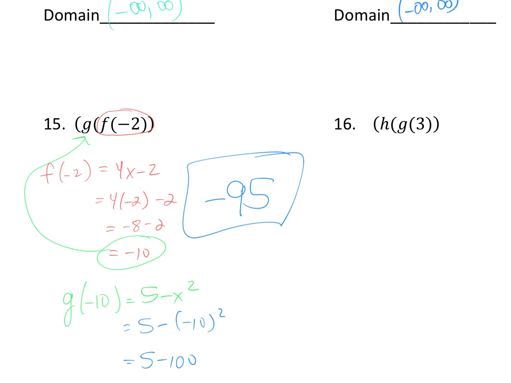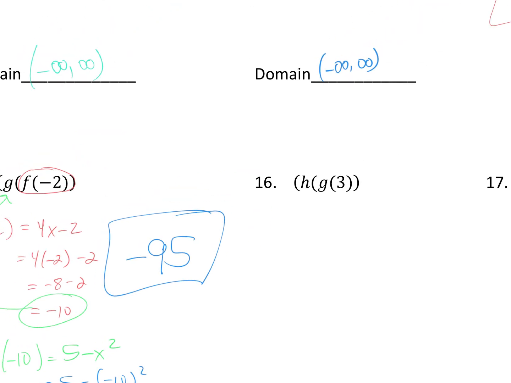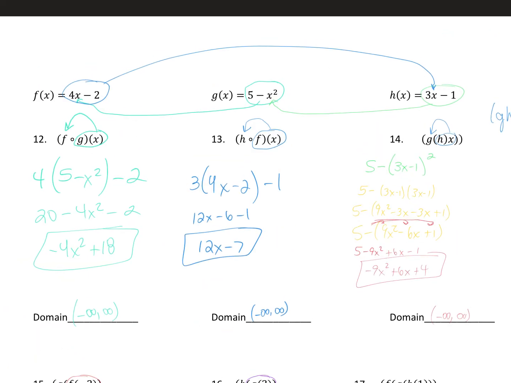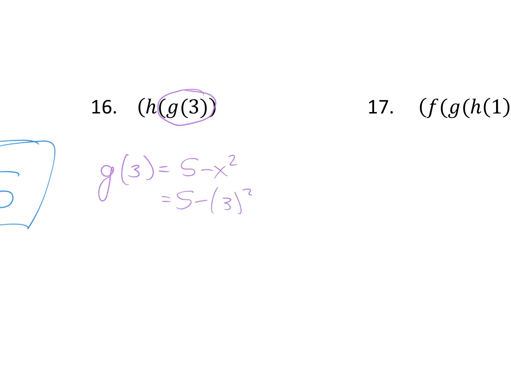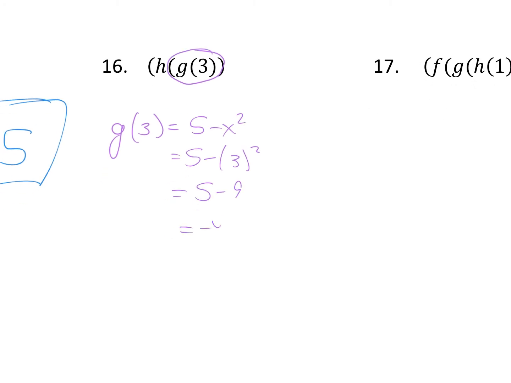Number 16, I'm going to work from the inside out. I'm going to first evaluate g of 3. So g of 3, the g function, 5 minus x squared. So 5 minus 3 squared. 5 minus 9 is how much? Negative 4. I take negative 4 and I do what?